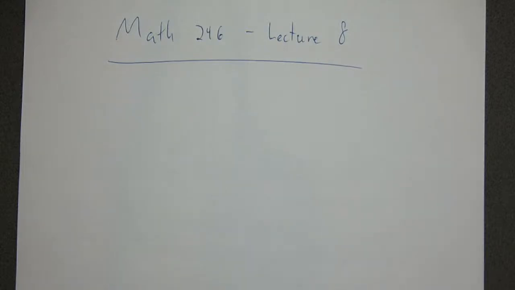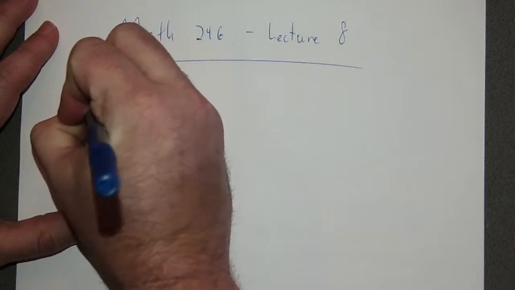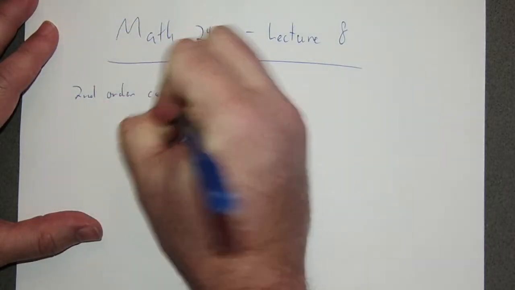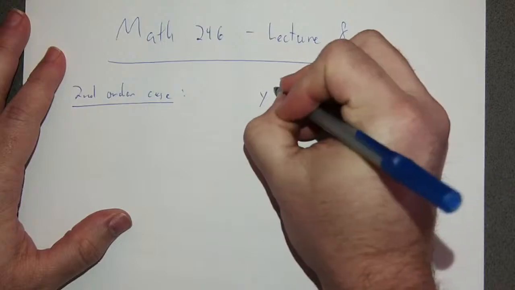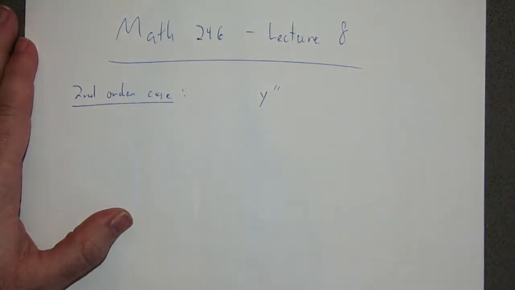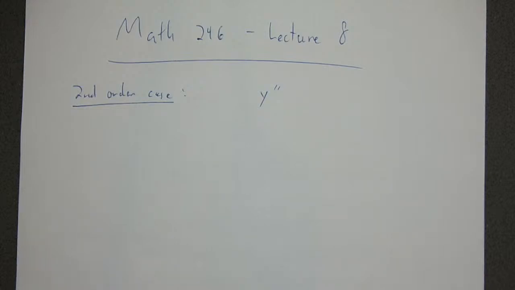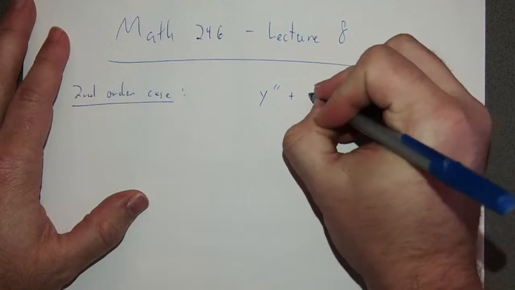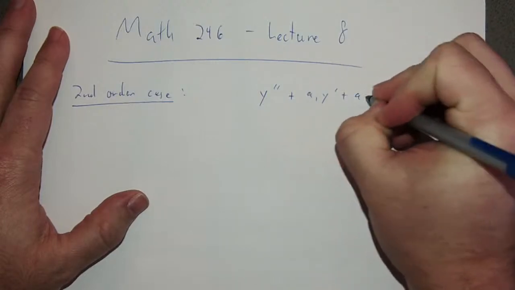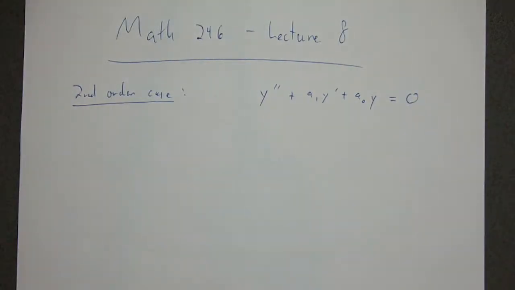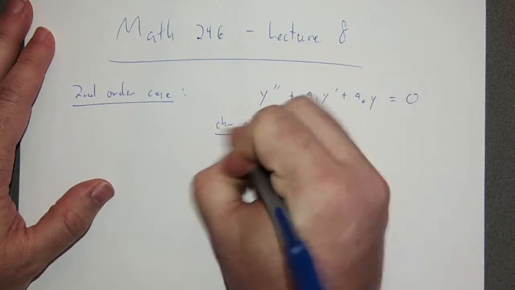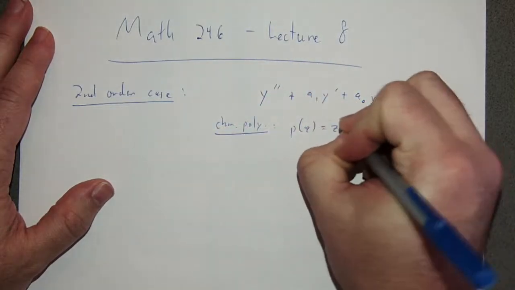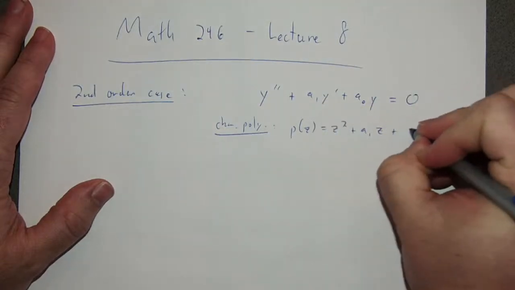So let's see how this works in the case n is equal to 2, the second order case. What does my general second order equation look like? Let's say that I've already divided through by the leading coefficient, so this is always a monic polynomial, that is, a polynomial with leading coefficient 1. Then my characteristic polynomial p of z is z squared plus a1 z plus a naught.